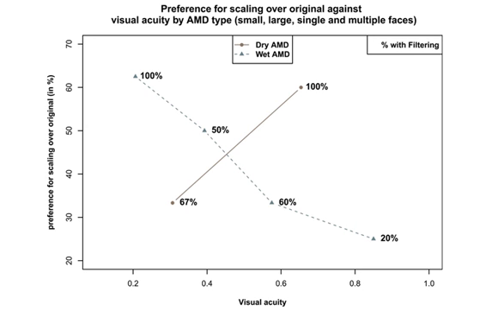The evaluation also shows a clear preference of blended filtering and scaling in combination. This is reasonable since AMD leads to a loss in contrast sensitivity and visual acuity in all stages. Furthermore, those with severe central vision loss rely on peripheral vision and therefore require both enhancement of contrast and magnification.